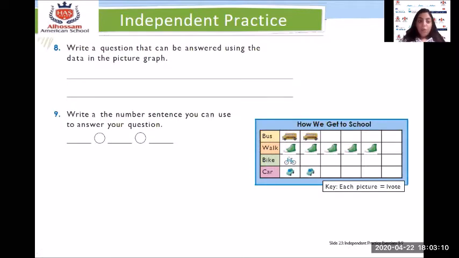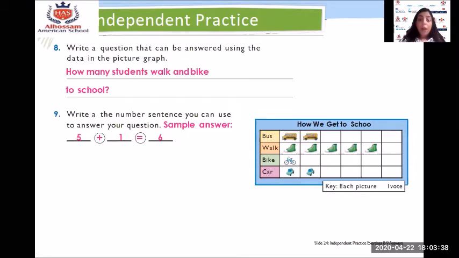And now the question goes to Amouri Farouk and Amouri Dahshan. Write a question that can be answered using the data in the picture graph. Any question, yeah, that can be answered using the data in the picture graph. For example, it can be how many students walk and bike to school together. So I'm going to count the number of the students who walk and the number of the students who bike to school. 5 and 1 equals 6. Then it asks you to write the number sentence you can use to answer the question. As we said, 5 and 1 equals 6. Super duper.